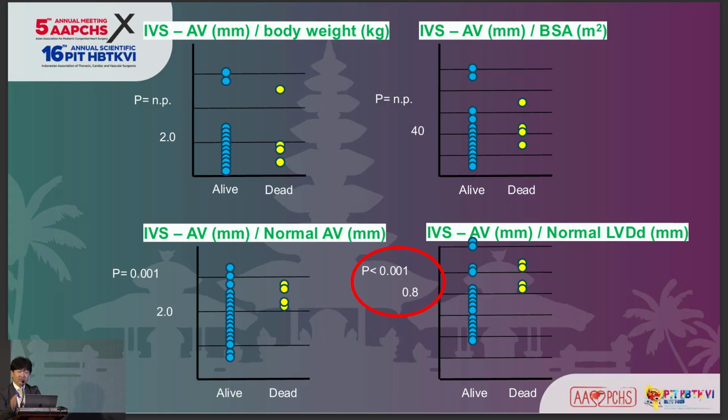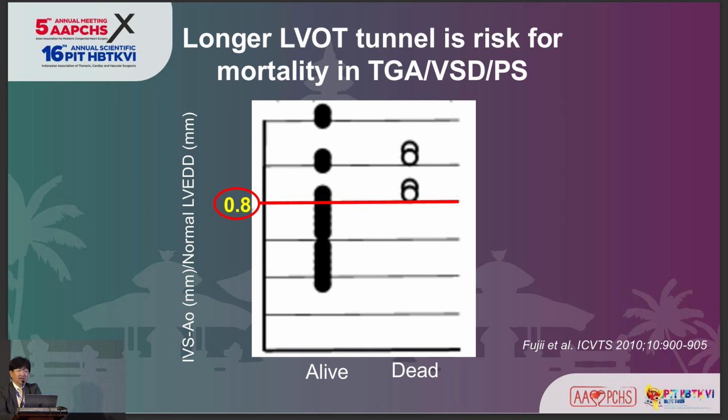size. But this one has a very good correlation: the IVS to aortic valve length per normal LVDD. This one is very, very simple, and it also correlates well with survival or not. So a larger LVOT tunnel is a risk factor. The number for the risk factor is 0.8, IVS to aorta length per normal LVDD.